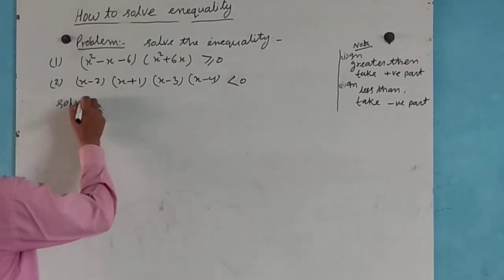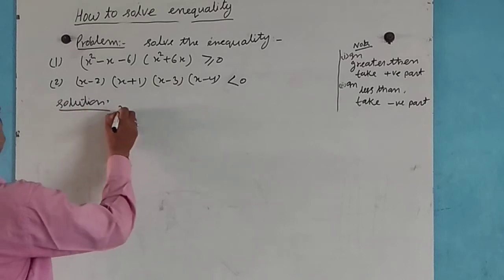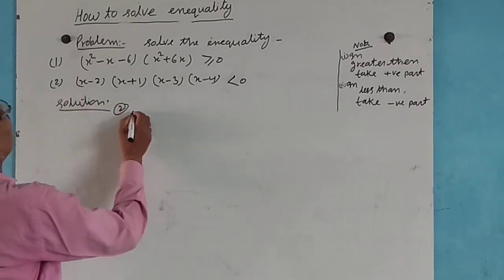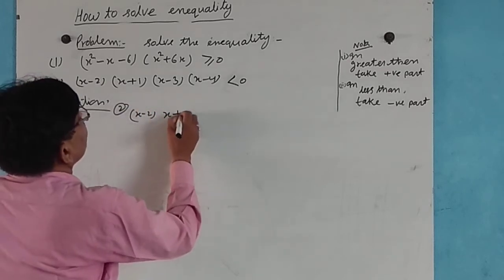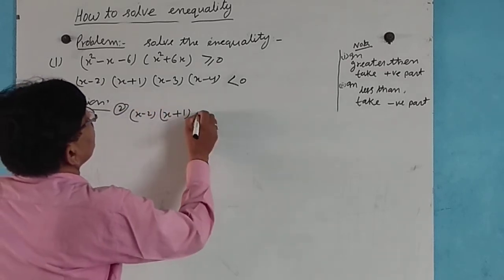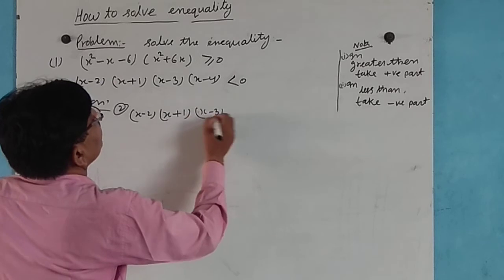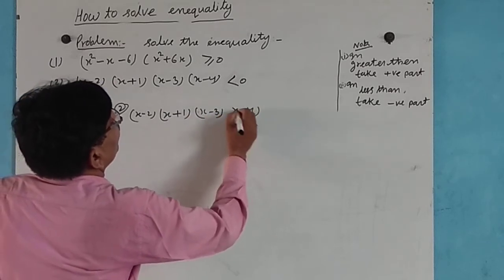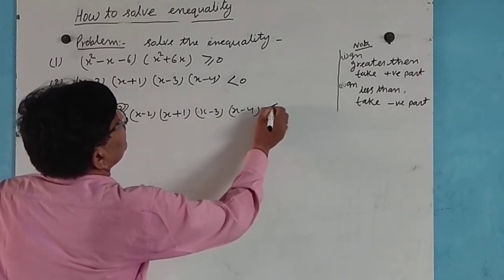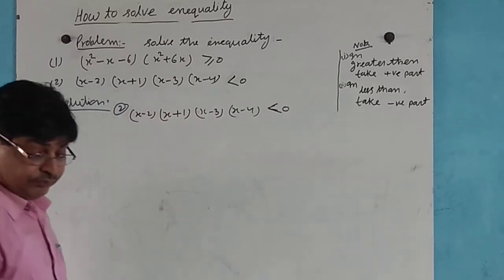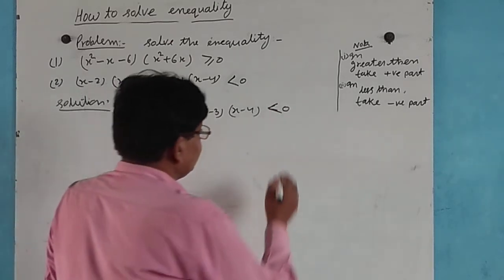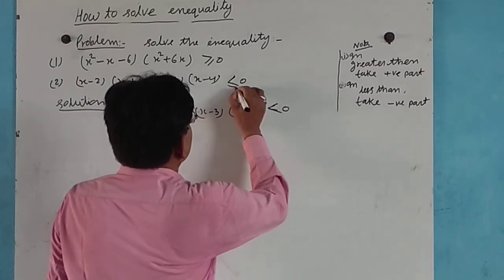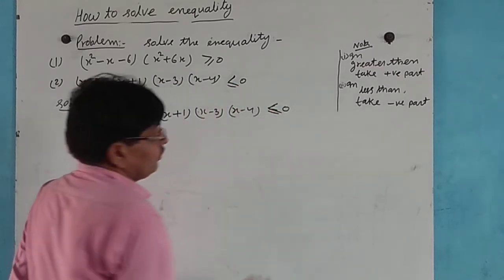Now solution 2. x minus 2, x plus 1, x minus 3, x minus 4 less than or equal to 0. That is, less than or equal to 0.